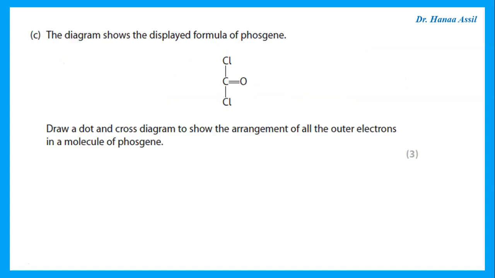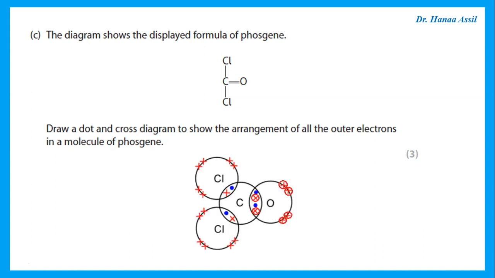The diagram shows the displayed formula of phosgene. Draw a dot and cross diagram to show the arrangement of the outer electrons in a molecule of phosgene. Again, how do we draw dot and cross? We said the oxygen, for example, let's start with the oxygen. Oxygen is in group 6. That means it has 6 electrons in its outermost shell. So it needs how many? It needs 2. That's why it's making a double bond. And a double bond between the carbon and the oxygen means 2 electrons from the carbon and 2 electrons from the oxygen are being shared.